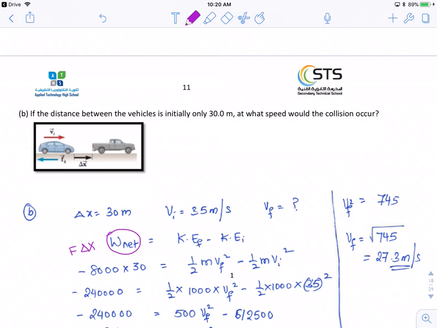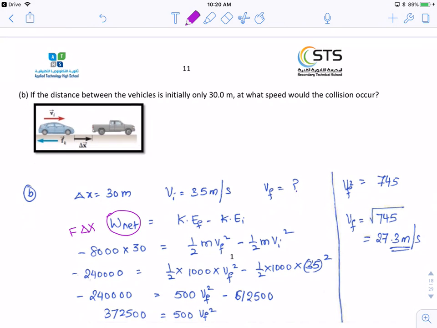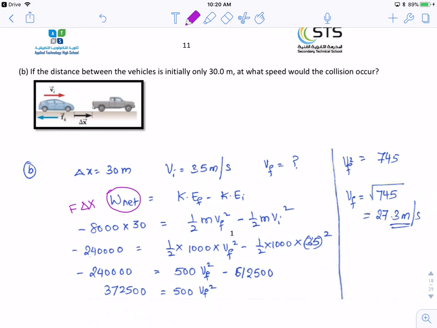So if you look at the data, delta x is 30 meter, vi is 35 meter per second, vf we want to find out. We again rewrite the same equation which I used before. W net equal to KEf minus KEi. W net, the formula is F delta x. I substitute the values. 8000 multiply 30. I place a negative sign. Why?